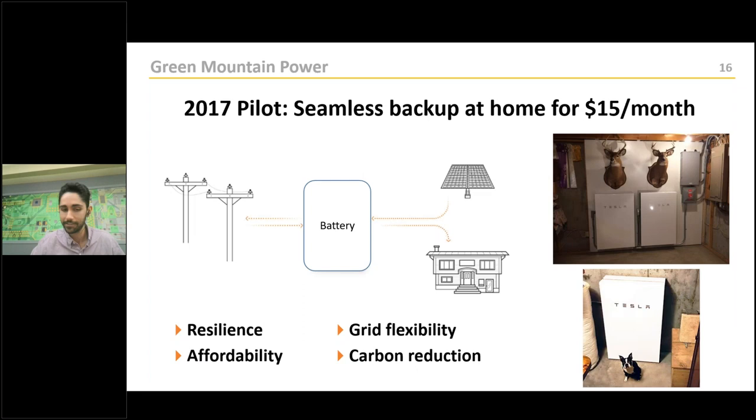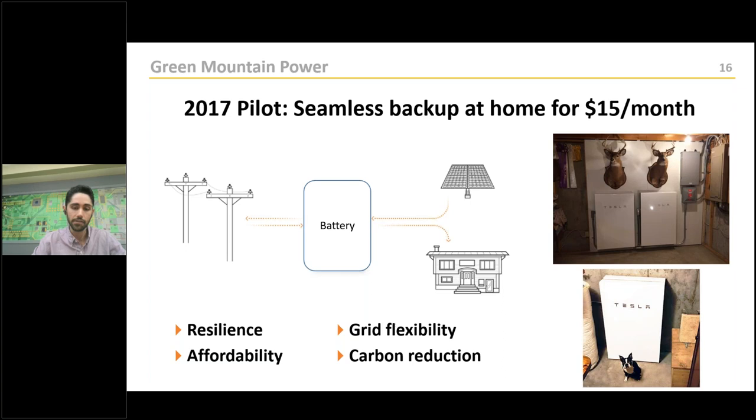All right, so in 2017, we launched what at the time was the first pilot of its kind. It was a utility-owned battery lease program where customers were able to install a Tesla Powerwall for $15 a month or two for $30 a month. This program was for 2,000 Powerwalls, which was an aggregate capacity of 10 megawatts, the equivalent of about 7,500 homes off the grid during our peak times.